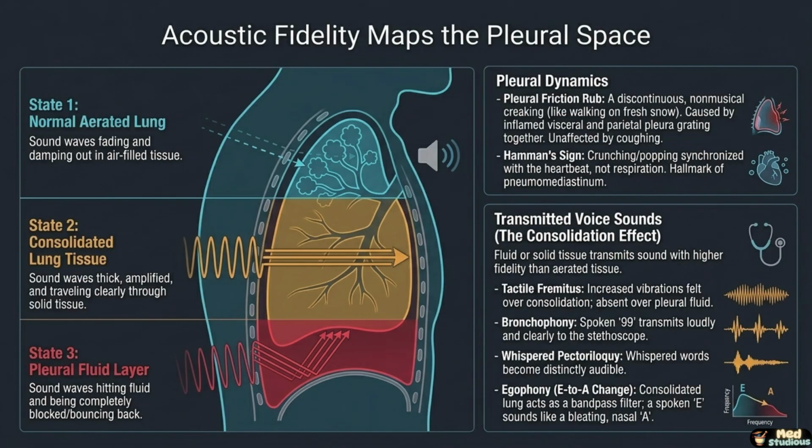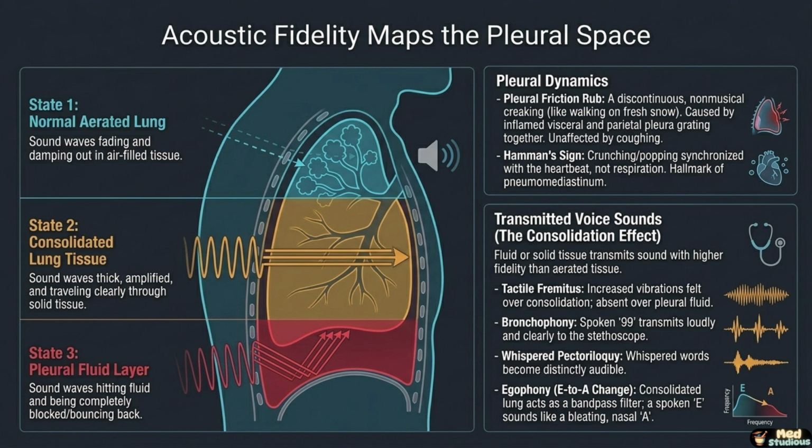Sound transmission through lung tissue changes dramatically depending on what's filling the space, and this principle is incredibly useful diagnostically. In a normal, healthy, air-filled lung, sound waves naturally fade and dampen as they travel through aerated tissue. But when lung tissue becomes consolidated, filled with inflammatory exudate, as in pneumonia, sound transmission actually improves, becoming thicker, amplified, and traveling with much greater clarity. This creates several detectable signs.